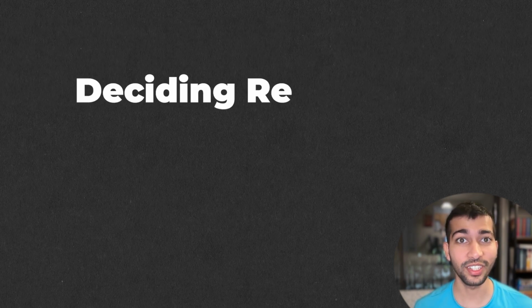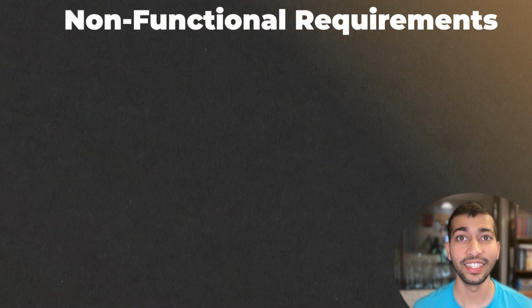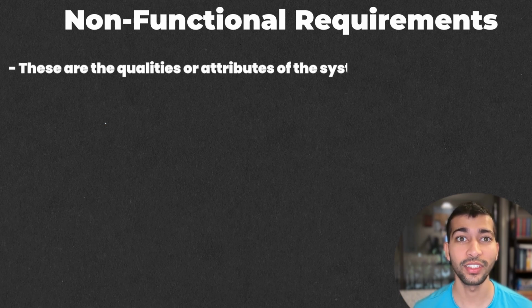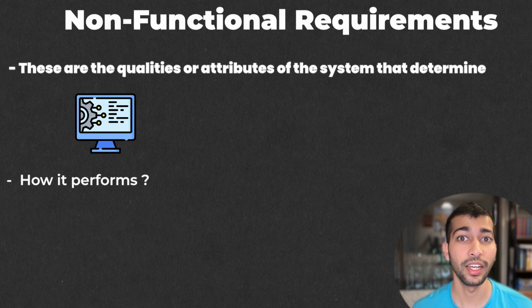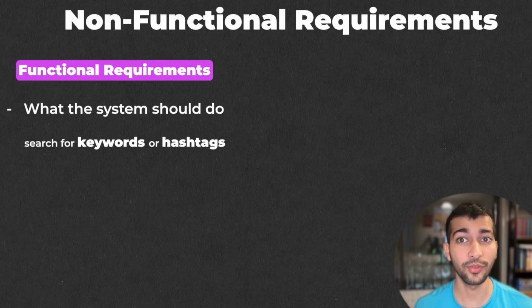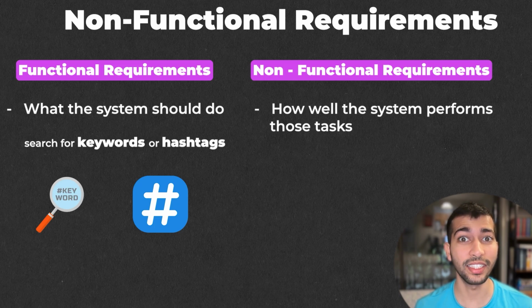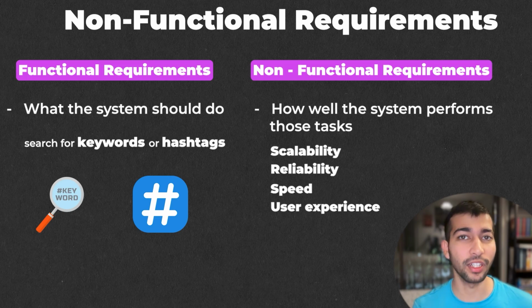Search systems are one of the most critical components in modern platforms, and their design can make or break the user experience. Before diving into the actual architecture and design of any system, we must first consider the non-functional requirements, also known as the NFRs. These are the qualities or attributes of the system that determine how it performs rather than what it does. In essence, while functional requirements define what the system should do, for example search for keywords or hashtags, NFRs set the bar for how well the system performs those tasks.